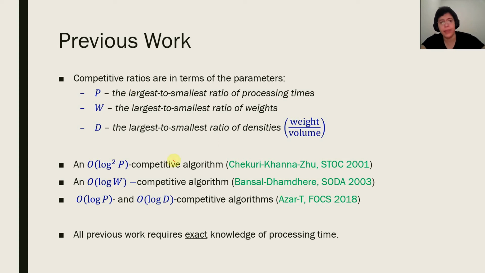So the parameters that have been considered are the largest to smallest ratio of processing time, that's P, the longest to shortest job. W is the largest to smallest ratio of weights, so heaviest job over lightest job. And D is the largest to smallest ratio of densities. The density is just the weight over the volume, so another parameter.